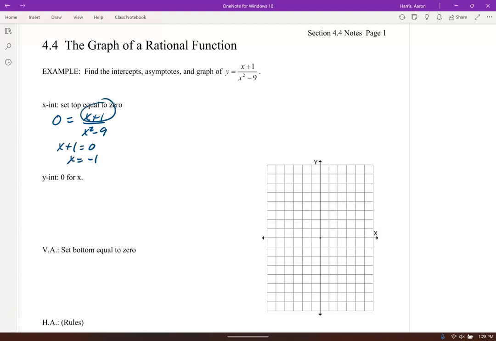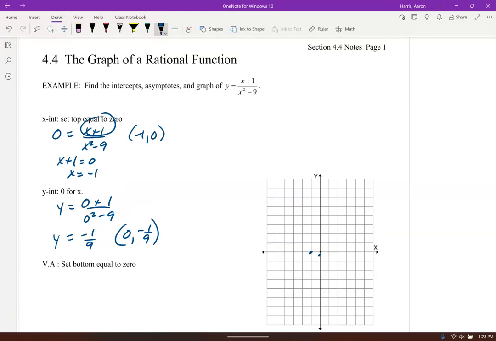So we've got -1. So our x-intercept is -1, our y is 0. So there's our x-intercept. Our y-intercept, on the other hand, we're going to let x be 0. So let's let x be 0. Looks like I got 1 over -9, so -1/9. So I have the point (0, -1/9), like right there.